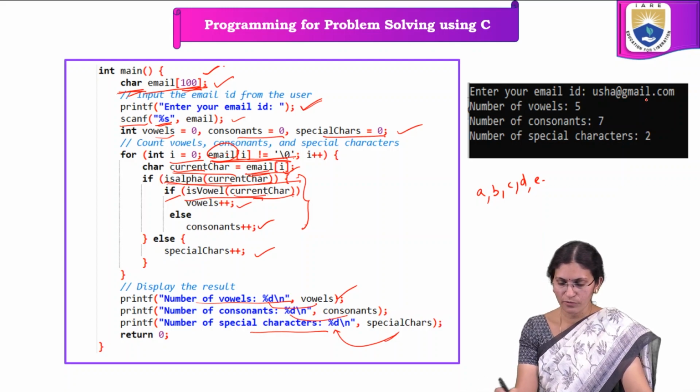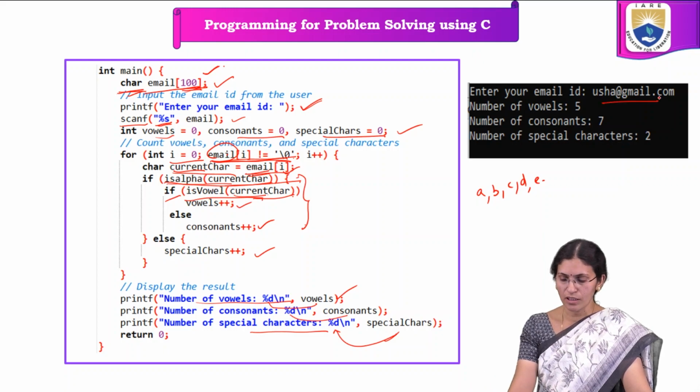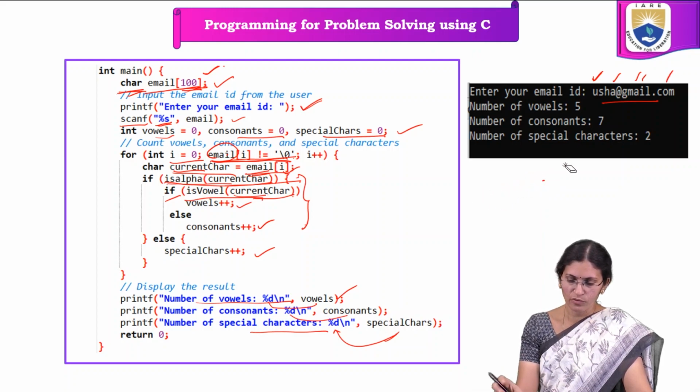So in this way, if you execute the program and give this as the input, usha@gmail.com, in this we have these vowels here. So 1, 2, 3, 4 and 5. So 5 vowels we have. So we have 5 vowels and remaining are consonants.